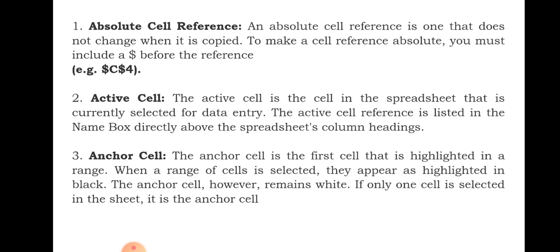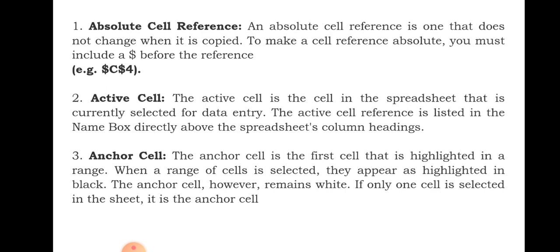Now, an active cell. An active cell is the cell in the spreadsheet that is currently selected for data entry. The active cell reference is listed in the name box directly above the spreadsheet column head. So an active cell is that cell. You can typically see it from a worksheet. It's totally different from every other cell.